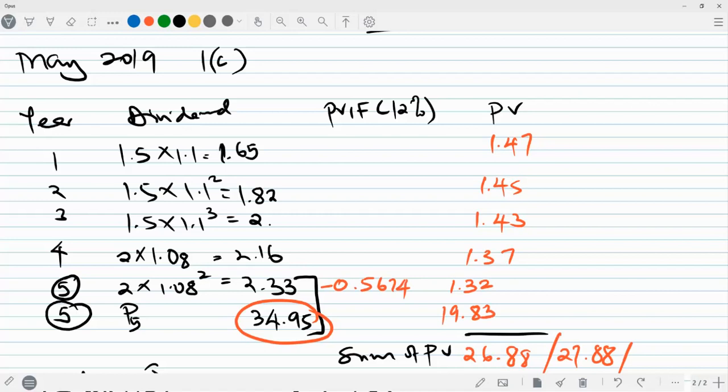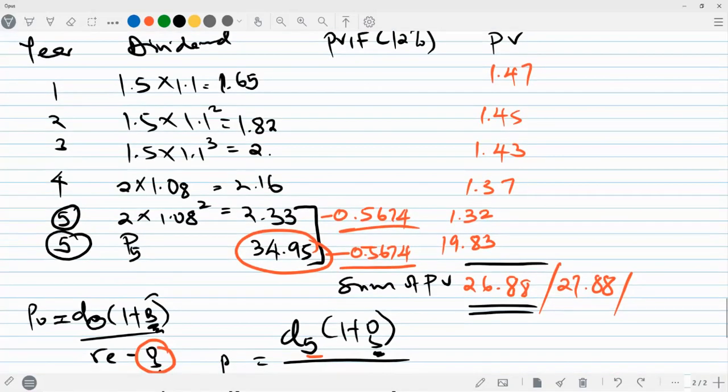0.5674. Okay, for P5, 0.5674. Okay, great. Because the concern here is that you end up discounting this P5 as your 6th cash flow, which is wrong. But since you've done it the correct way, that's okay. The sum you get is 26.88.